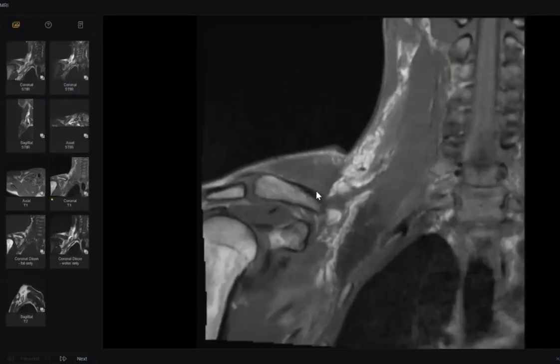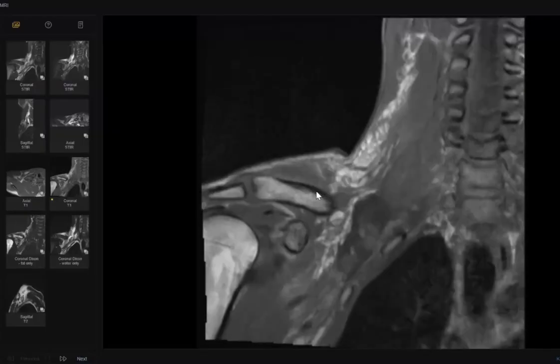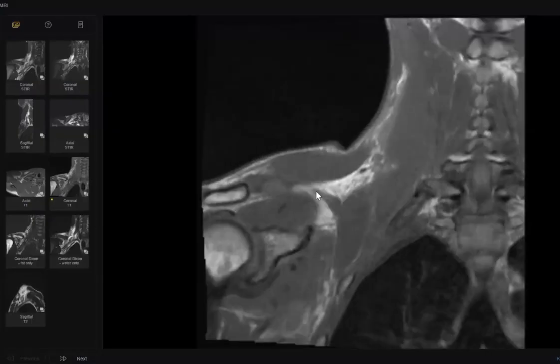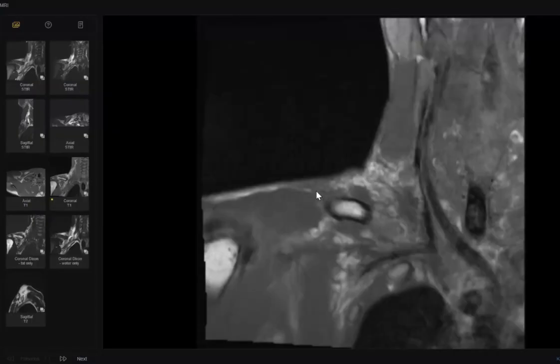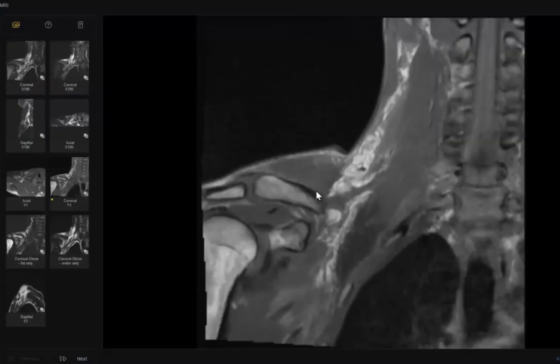Sir, it can be lymphangioma. What will you do next? I would discuss the findings with the referring clinician and send the patient to a sarcoma center for further evaluation and tissue diagnosis. Okay. Doctor, could you have a look here again?